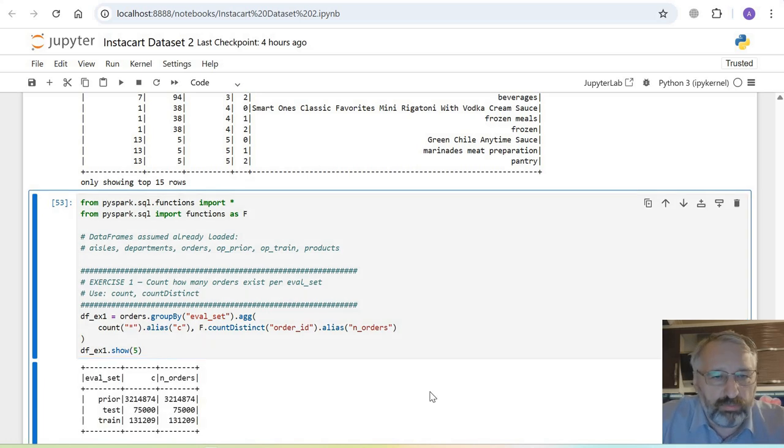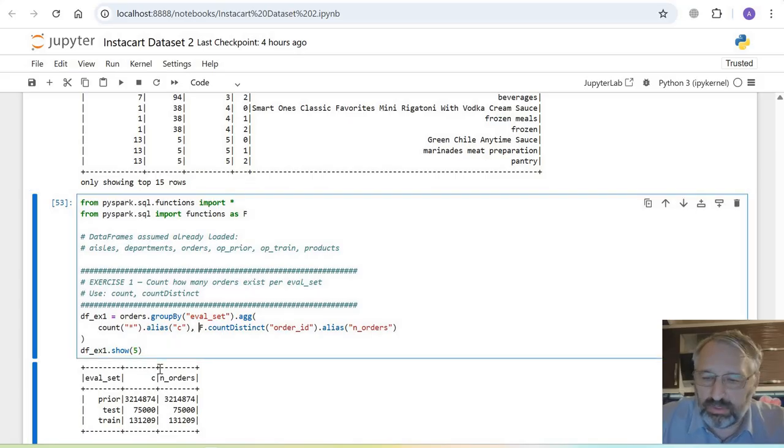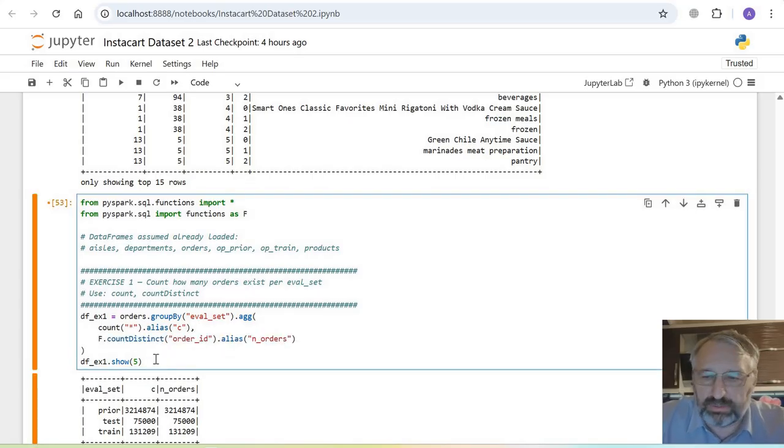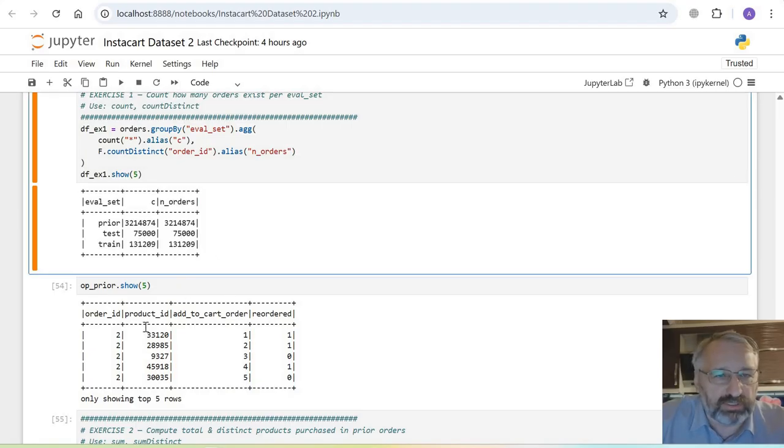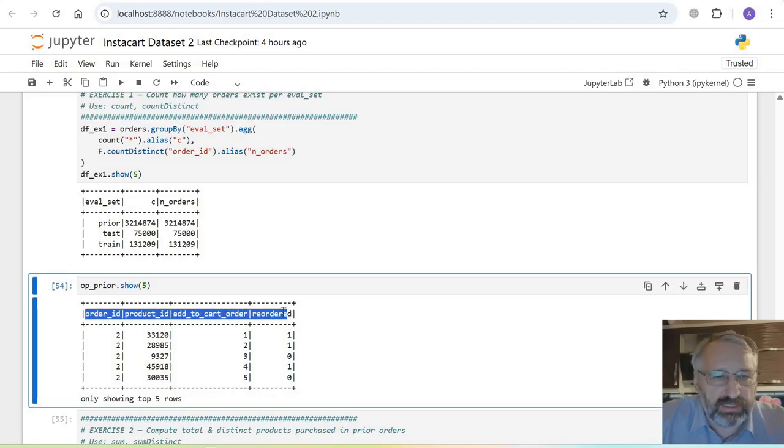So we do group by, we do count, we do distinct count, and this is the result. Eval set, count of orders, count of distinct orders. Basically, orders and distinct orders are the same. This is how order prior looks like. There is order ID, product ID, add to cart order, reordered. Nothing special. So we have number of rows and number of orders.